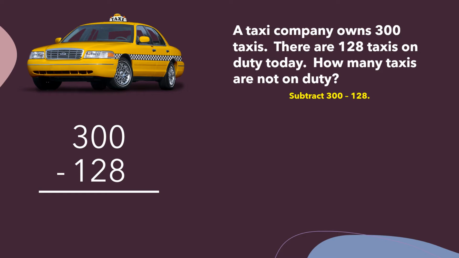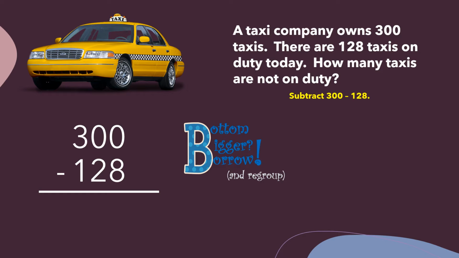So remember, when I'm subtracting, I go to the very right in the ones column to subtract. But I find that I have 0 minus 8, so I have to ask myself, bottom bigger? Well, yes, 8 is greater than 0, so I have to borrow and regroup. Now, normally I would borrow from the tens column, but the tens column has 0. I can't borrow anything from 0, so I have to go all the way to the hundreds column. This is what we mean by subtracting across the zeros.